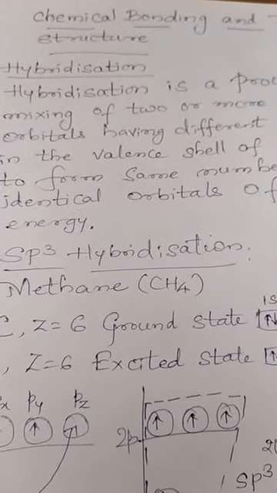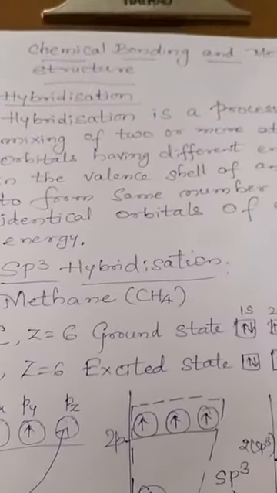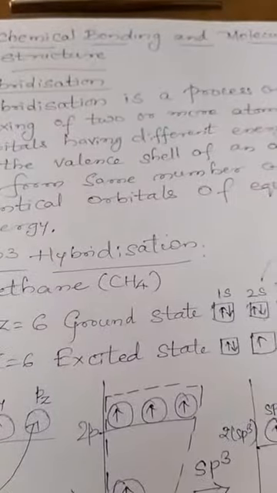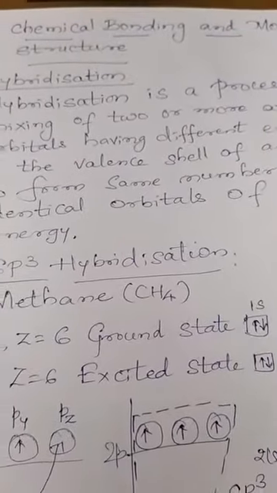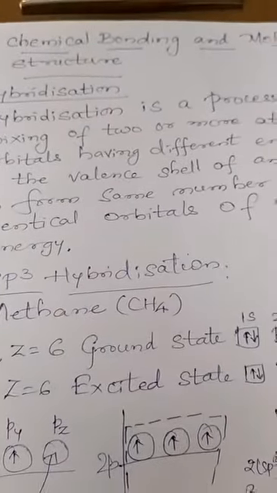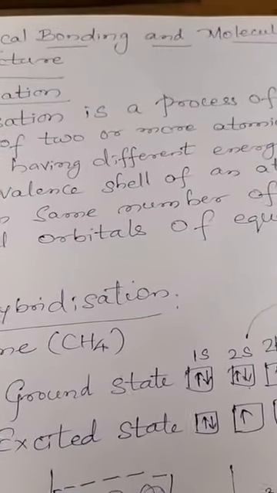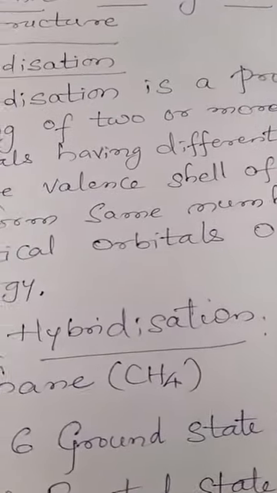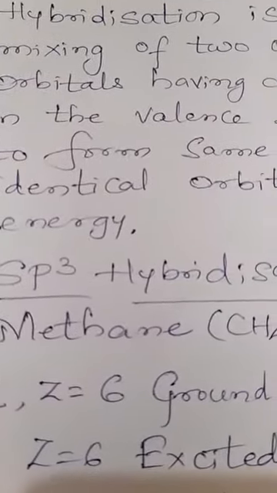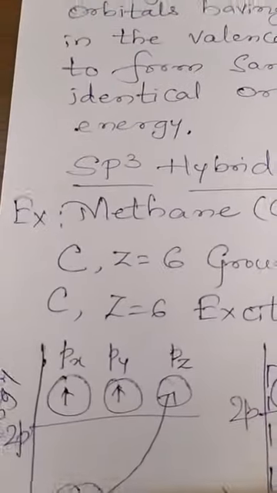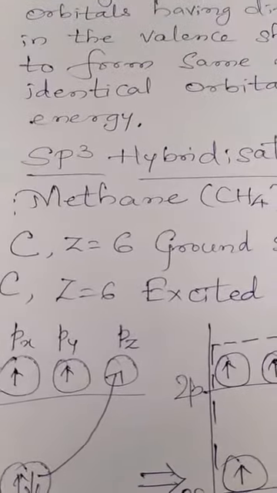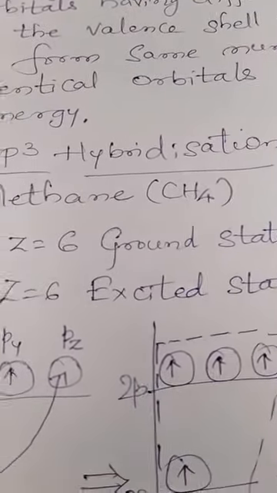It is a process of mixing of two or more atomic orbitals having different energies in the valence shell of an atom to form the same number of identical orbitals of equivalent or equal energy. To understand this definition, we will be discussing the types of hybridization. The first type is sp3 hybridization, and the example considered is the methane molecule, CH4.